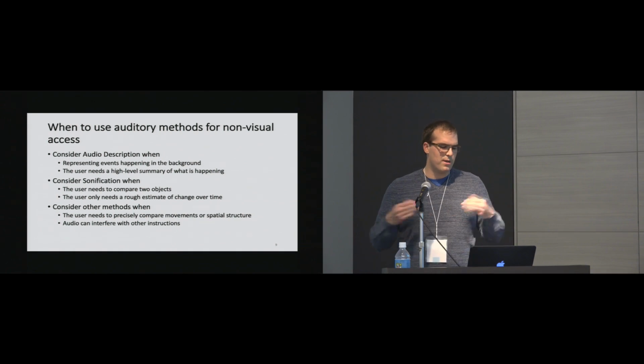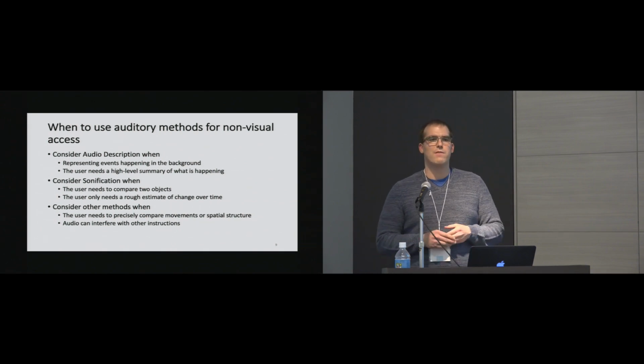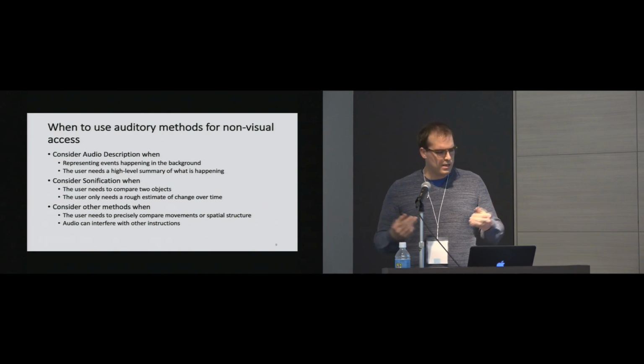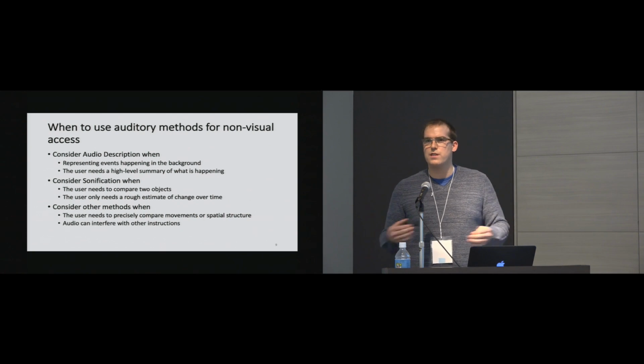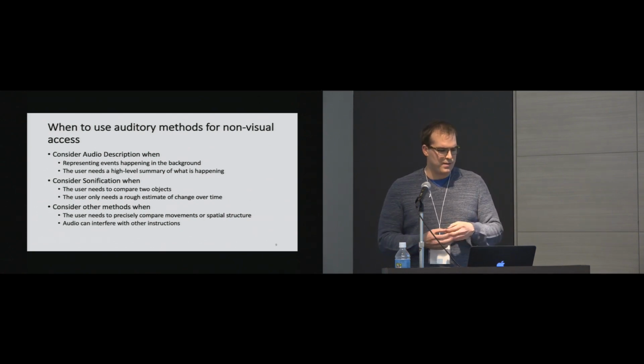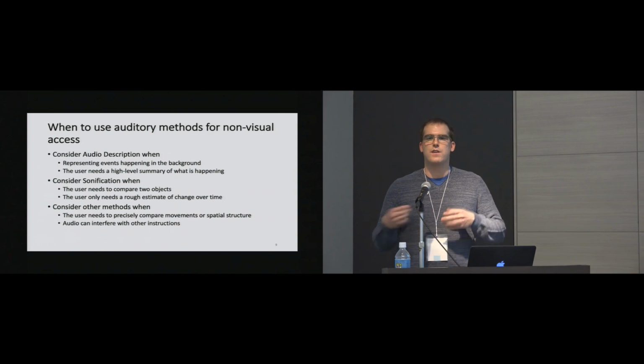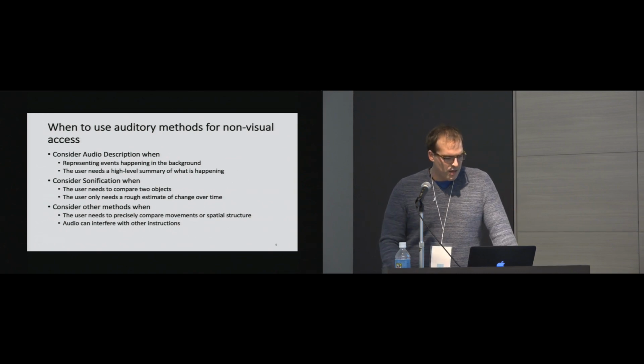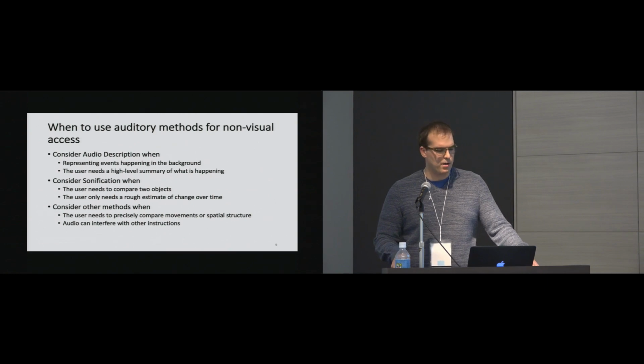Audio descriptions may be great for representing information in the background and providing high-level summaries of things that are going on. And sonification may be used when the user needs to compare the relationship between objects or get basically a rough estimate of some difference between two different stimuli. So we may want to consider other types of assistive technologies when the user needs to precisely compare movements or spatial structure.